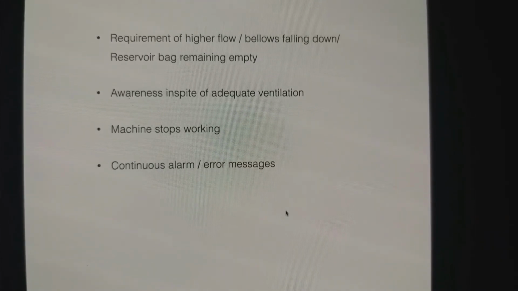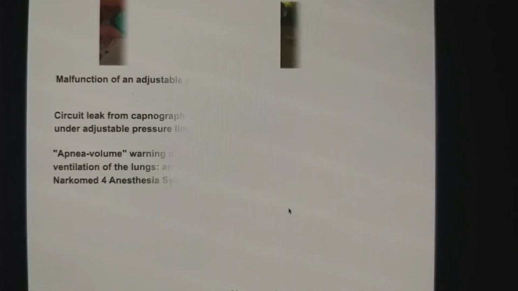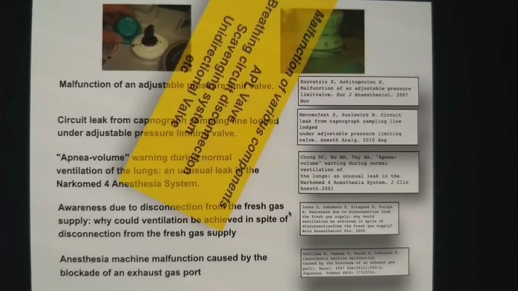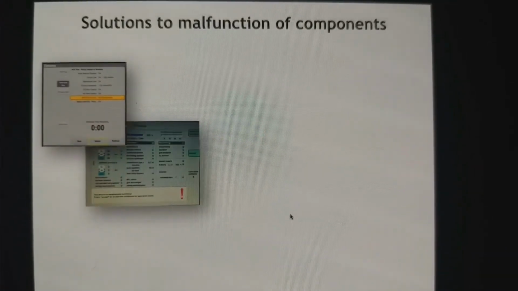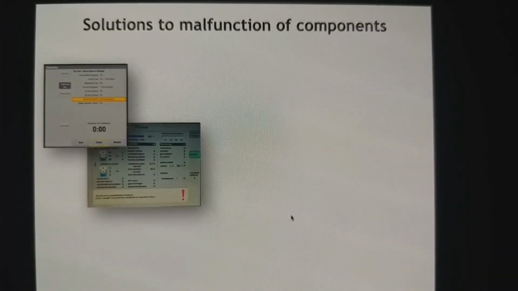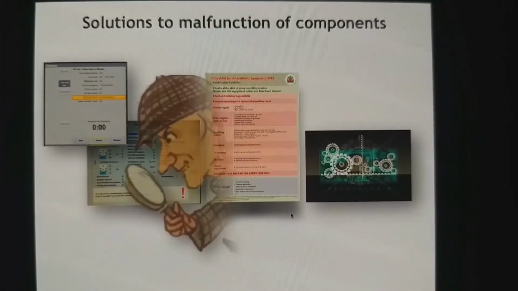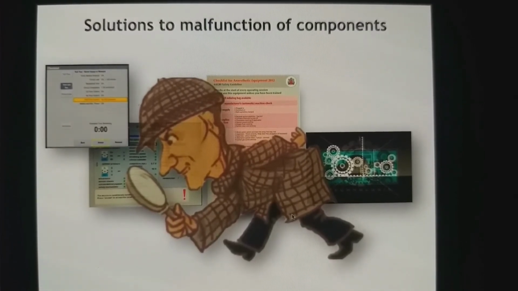Awareness in spite of adequate ventilation, machine stops working. In fact, there are various other things that can go wrong with your anesthesia machine. And if you see the literature, there are various problems with APL valve, circuit and everything. So the solution to malfunctions of components is very simple. You do proper testing, you do self-testing, and you understand the technology, and you keep on looking for the problems. Never just silence the alarm.